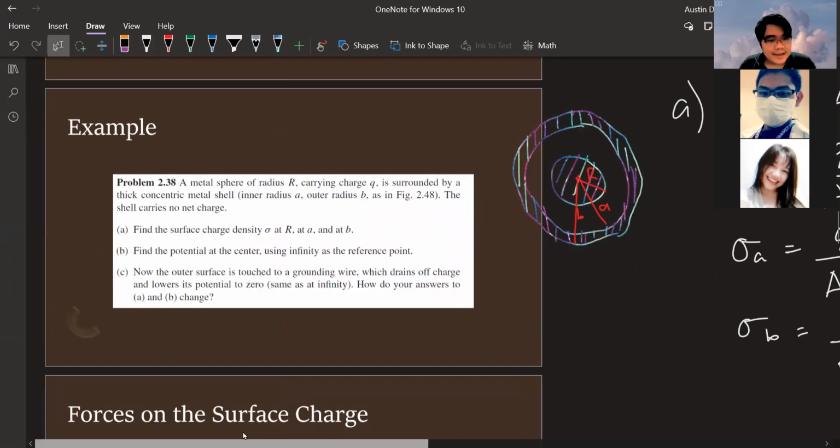Find the potential at the center using infinity as a reference point. Okay? Kailangan natin ngayon mahanap yung electric field. Madali na lang to, di ba? Kasi pwede na tayo gumamit ng Gauss's law, dahil spherical naman yung problem natin. Kailangan lang natin malaman kung saan nagmumula yung charge.